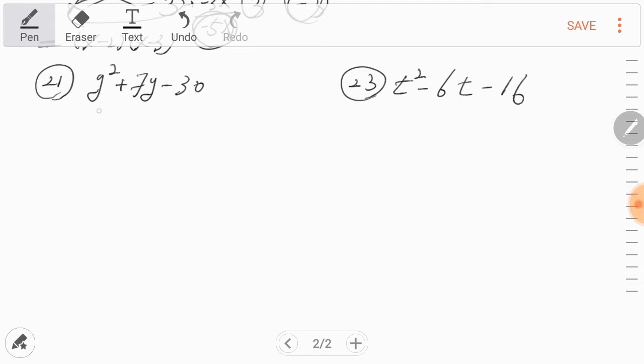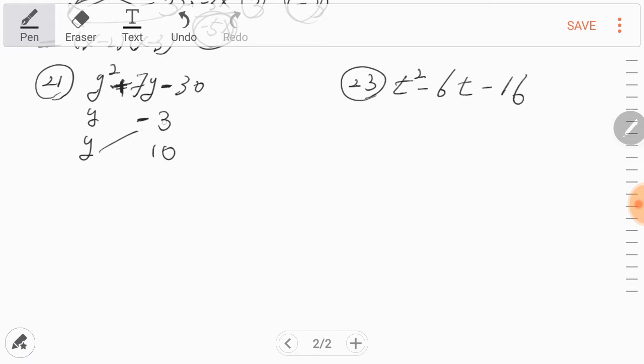Number 21: y squared is y times y, and 30 we can try as 10 times 3 or 3 times 10. 3 times 10 is 30, but since there is a negative sign, we can put the negative sign on either 3 or 10. If you think carefully, the middle term is positive, so the result has to be positive. So we can put the negative sign on 3, so that when we add the two results, it's going to be positive. Let's try this one.